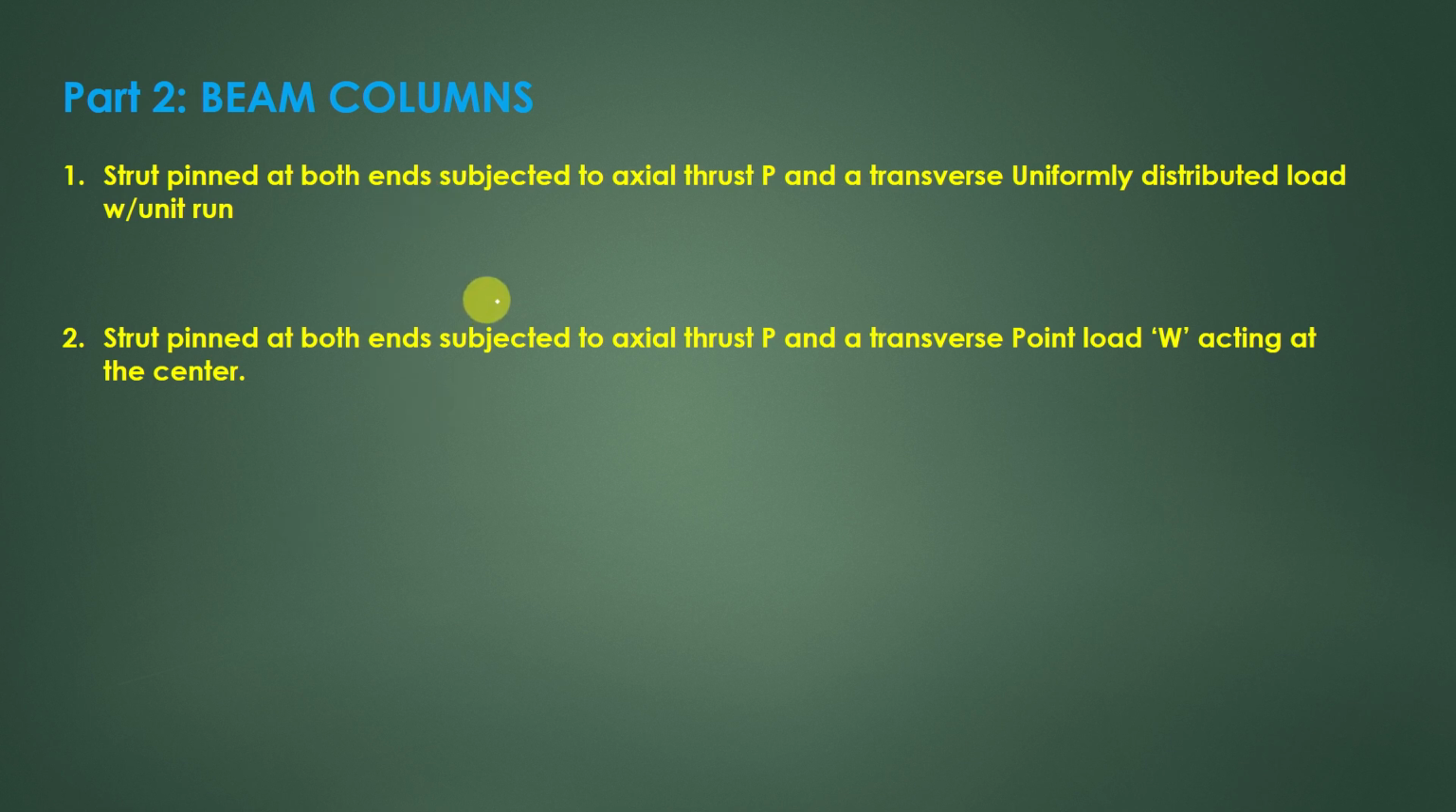Beam columns. We have two cases here. One is a strut pinned at both ends subjected to axial thrust P. So this is the strut, and the strut may be horizontal. It is subjected to a compressive load, that is P, an axial thrust along the axis, and a transverse uniformly distributed load W per unit run. So here you have not only a compressive load, but along with that a transverse load. In such cases you have to derive the maximum and minimum stresses. You have to consider the bending moments and derive a formula for that. It is easy if you see the concept.